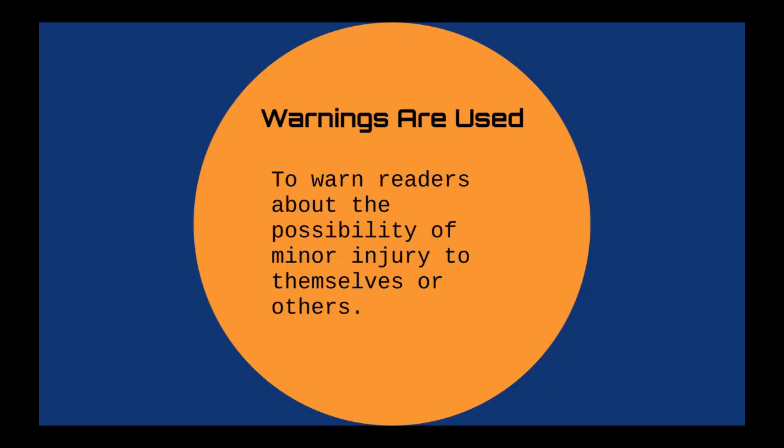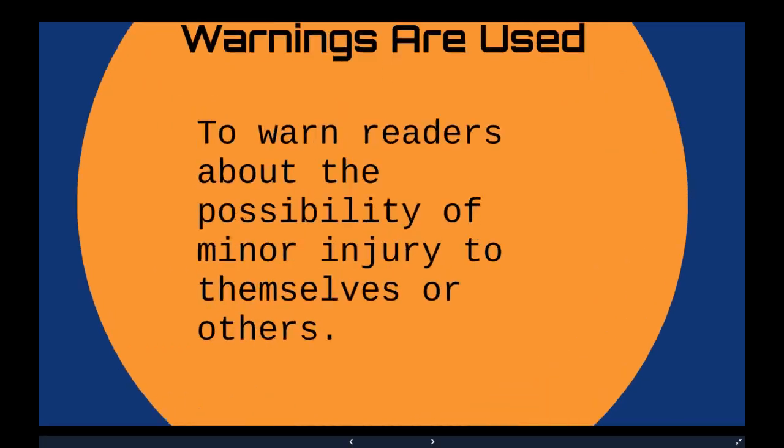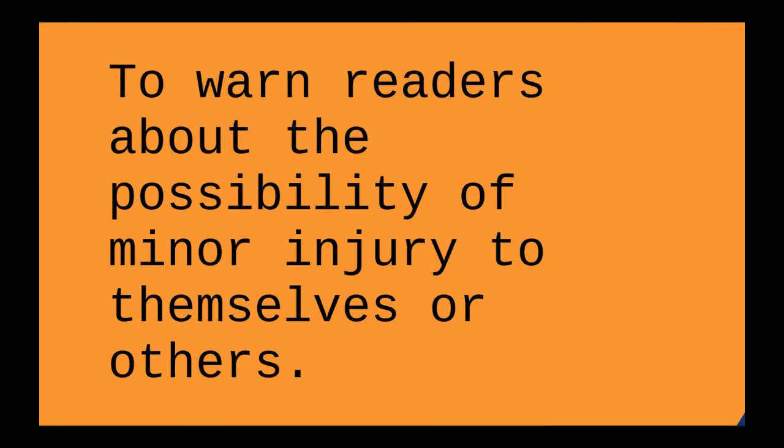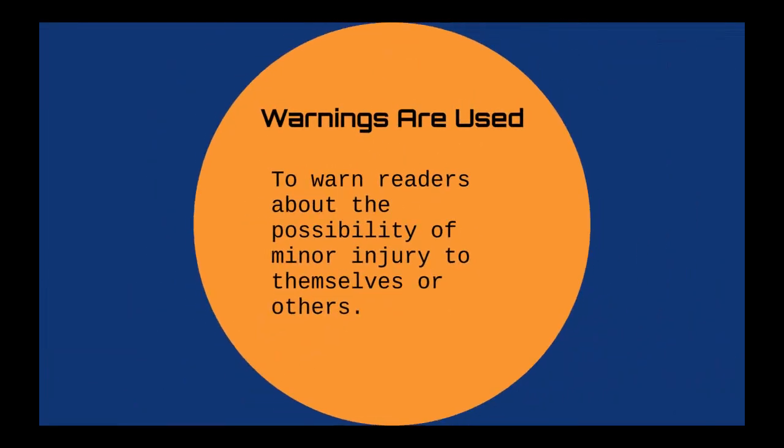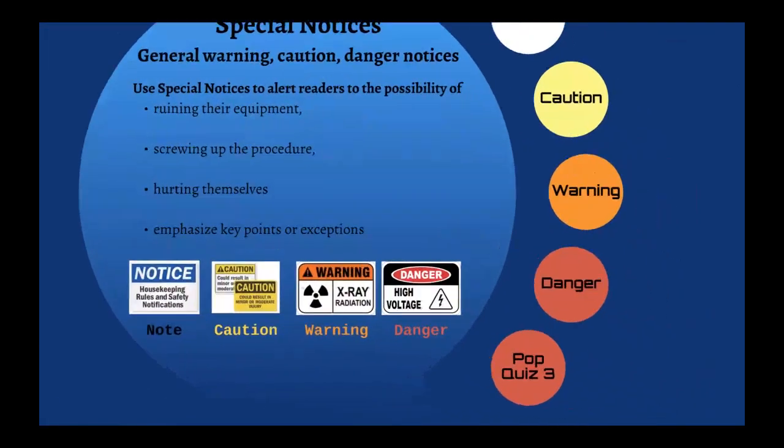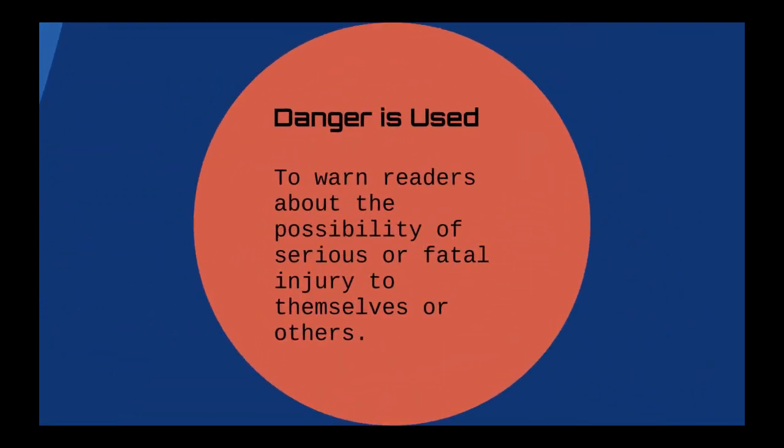So now we're looking at our person. There's a big transition there when you use warnings. And you'll see why I'm emphasizing this a little later on. So warnings are used to warn readers about the possibility of minor injury to themselves or others. And of course, the final one is danger. Oh, that's scary stuff. Now, danger is used to warn readers about the possibility of serious or fatal injury to themselves.